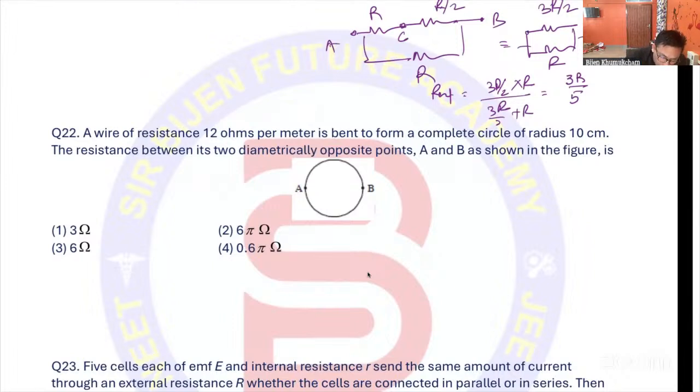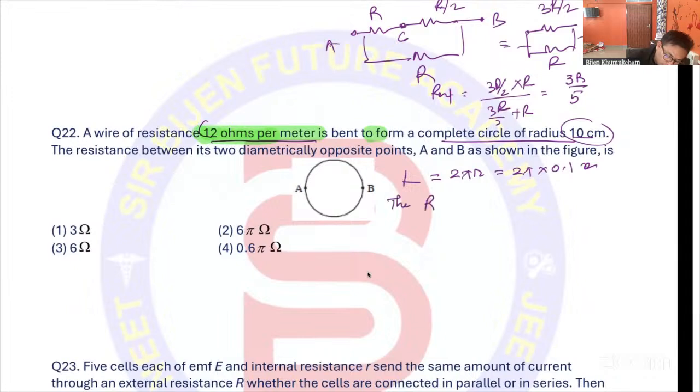A wire of resistance 12 ohm per meter is bent. Be careful: they are not saying that this 12 ohm is for the whole wire, it is for per meter. It is bent to form a complete circle of radius 10 cm. First, let's find the total length of the wire. The total length of the wire will be the circumference of this circle, 2 pi into R, where R is 0.1 meter.